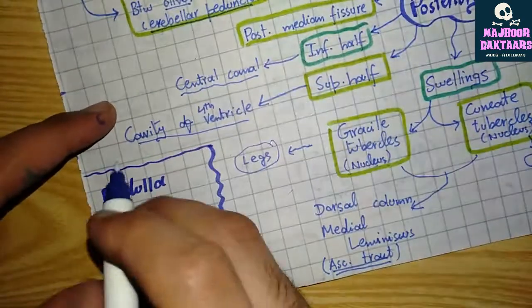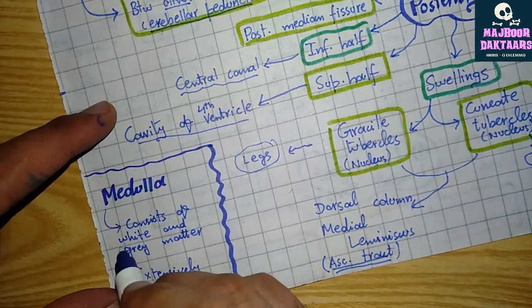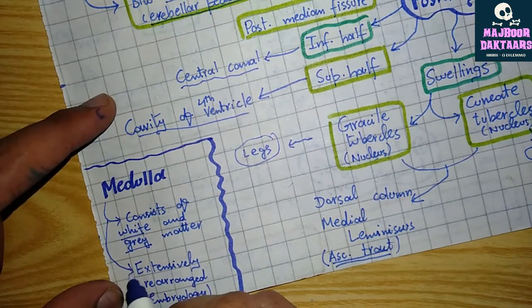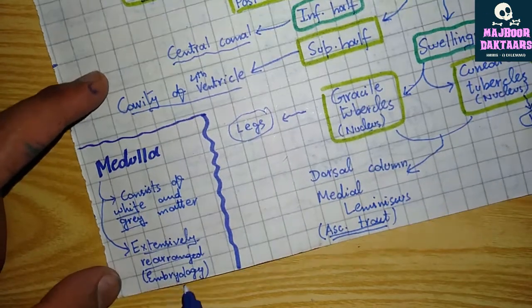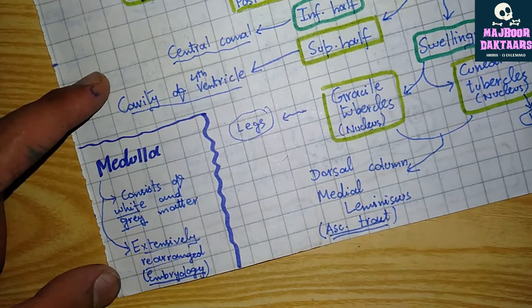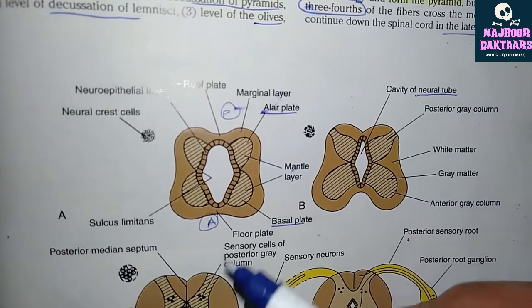Now, a general overview of the medulla: it consists of white and grey matter, which is extensively rearranged when we compare it to the spinal cord. This is due to the embryological rearrangement.